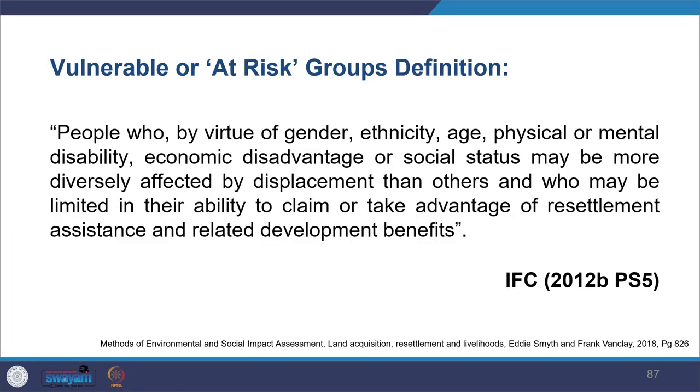Further, training opportunities should be ensured, so that people are trained enough to take the benefit of the economic opportunities which come up there. Further, you see that IFC also defines vulnerable or at-risk groups, so people with differences of gender, ethnicity, age, physical or mental disability are at risk. So in the RAP that also needs to be taken care of. You particularly see that IFC PS 1 requires projects to identify vulnerable groups in the EIA process, and it requires them to give special measures to engage with them and support them in the resettlement process. So that needs to be ensured.